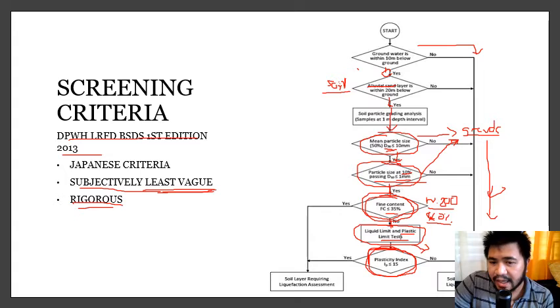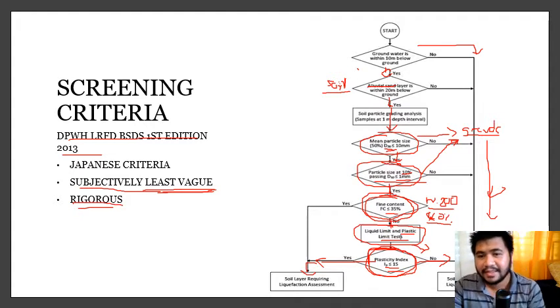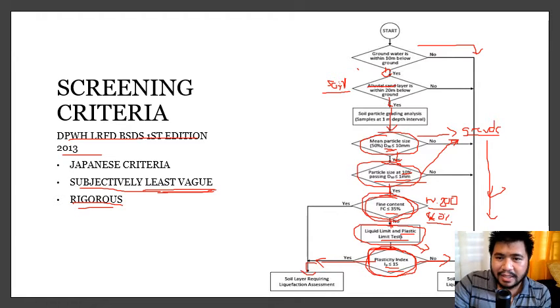So the higher your plasticity index, the more plastic your soil is. If your soil has a plasticity index greater than 15, like PI 16, that's a no, so your soil is non-liquefiable. If your PI is like 14, so that's less than 15, then it's a yes, and your soil will need a liquefaction assessment. So it's really a rigorous criteria. You have to check a lot of soil parameters.